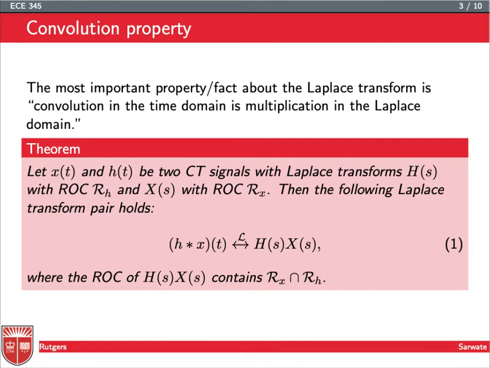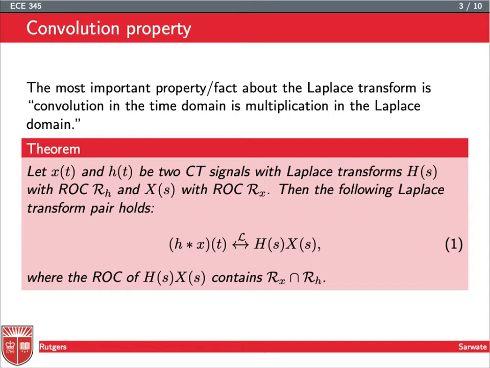So the most important property or fact about the Laplace transform is the following sentence. Convolution in the time domain is multiplication in the Laplace domain. This is like a huge fact. Kind of like the output of an LTI system is the convolution of the input with the impulse response. Also a big fact, or complex exponentials are eigenfunctions of LTI systems. These are kind of these big facts, big takeaways from this class. So we can sort of formalize this in a theorem.